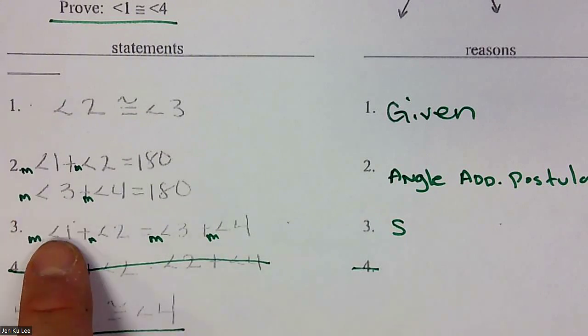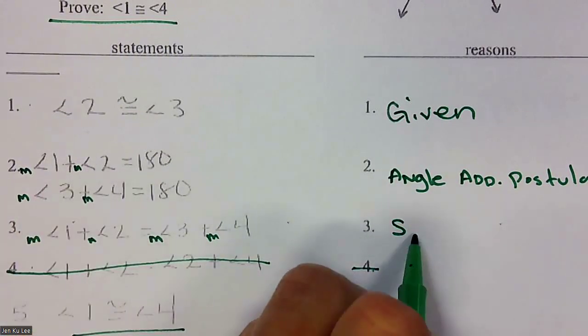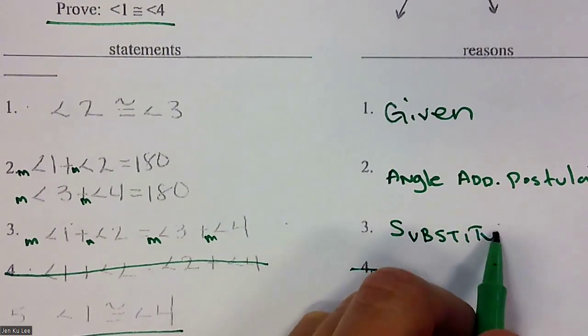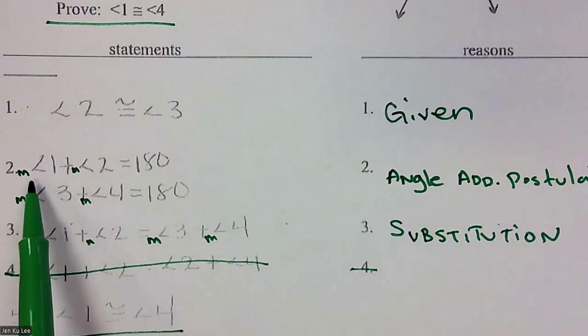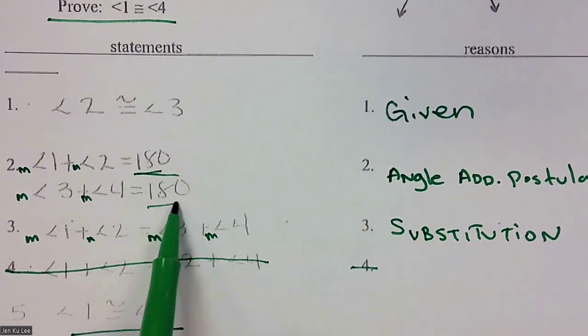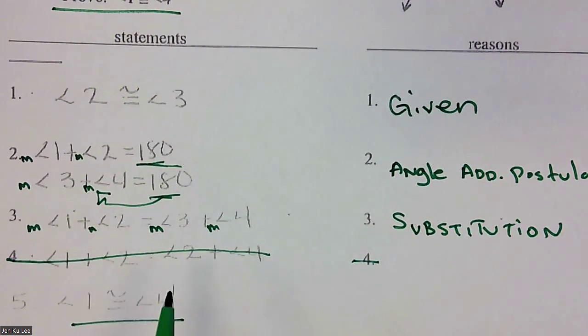No, because then angle 1 plus angle 2 is already here. Substitution. They substituted measure of angle 1 plus measure of angle 2. They substituted 180, right, for this one. Yeah?